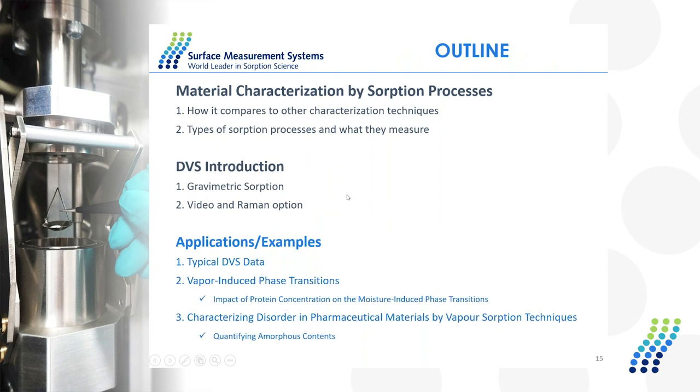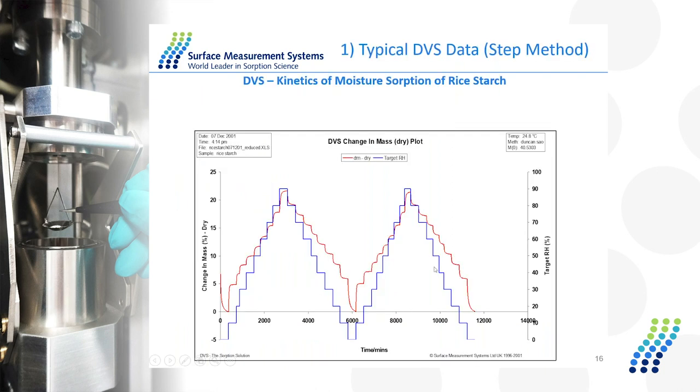And then we can go through some applications, and we will focus on the discussion about different vapor-induced stability as well as the disorder of the pharmaceutical material. So the first example is a typical DVS data with the rice starch sample. The blue line is the target partial pressure at different stages. In this case, it's a typical water sorption experiment from 0 to 90% RH with 10% intervals.